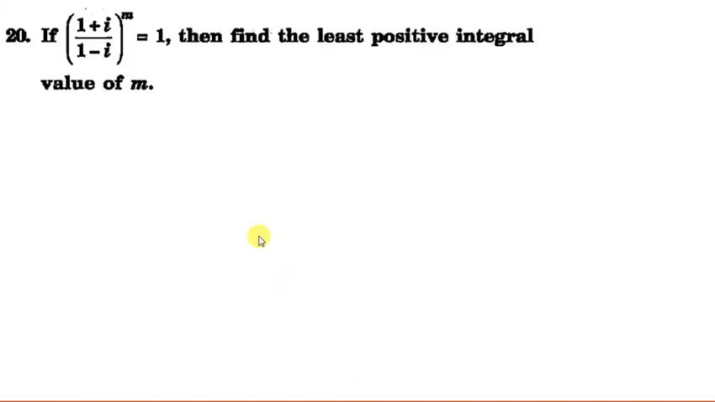Next is, if (1 plus i upon 1 minus i) raised to the power m equal to 1, then find the least positive integral value of m. ये हमें कंडीशन गिवन है और हमें m की वो सबसे छोटी से छोटी वैल्यू निकालनी है जो इस कंडीशन को सेटिस्फाई करे.